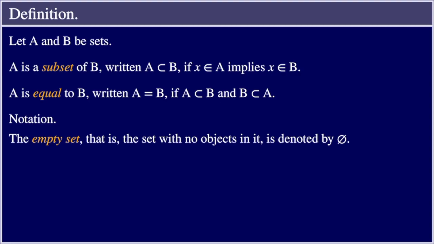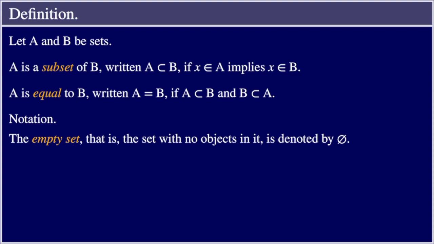Definition: let A and B be sets. A is a subset of B, written A ⊂ B, if x ∈ A implies that x ∈ B. A is equal to B, written A = B, if A ⊂ B and B ⊂ A. Notation: the empty set, that is, the set with no objects in it, is denoted by ∅.